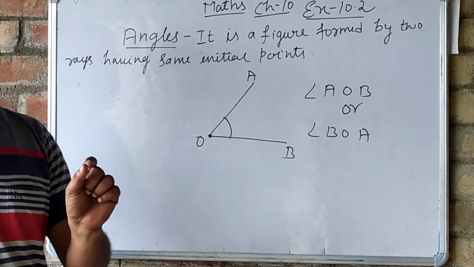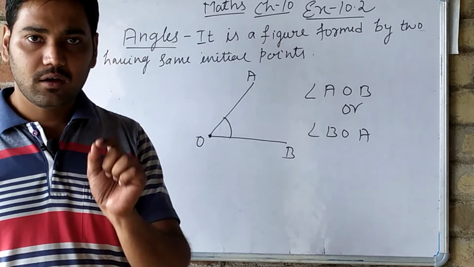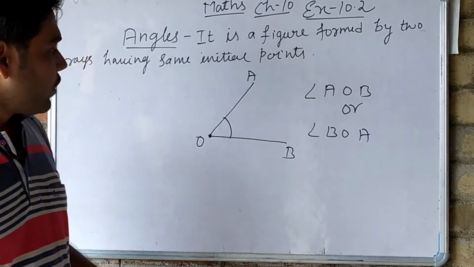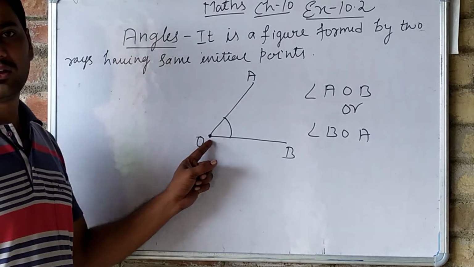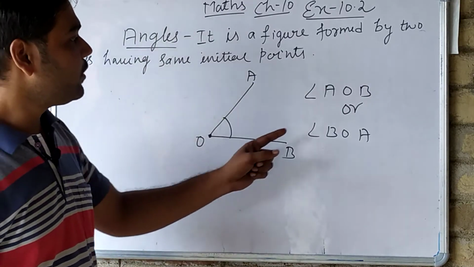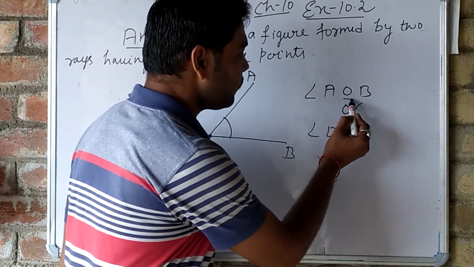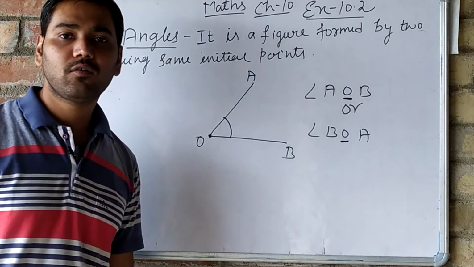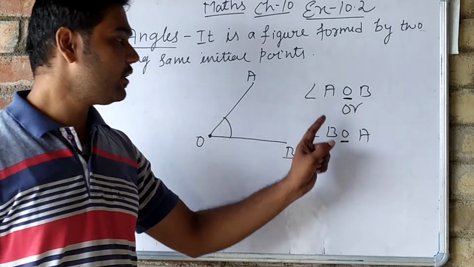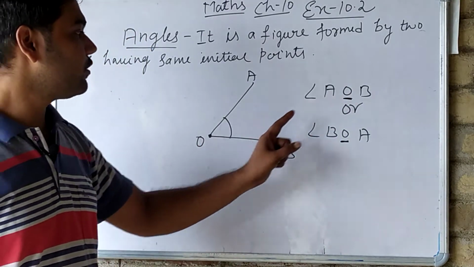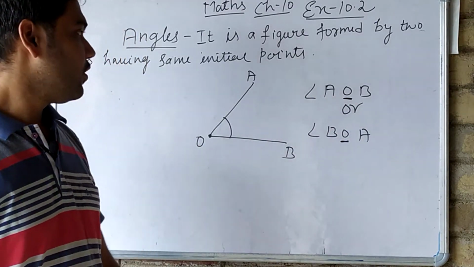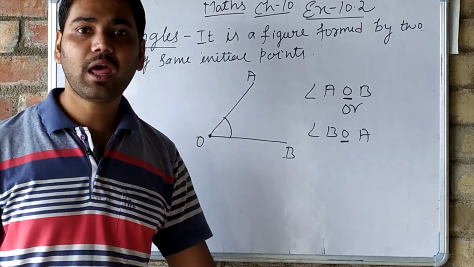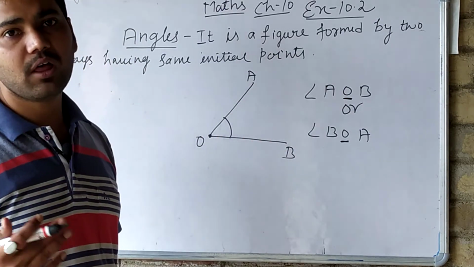But one thing is very important in this figure: the vertex point will always be in between in the name of the angle. Angle AOB or angle BOA. Like this only we will pronounce the angle.